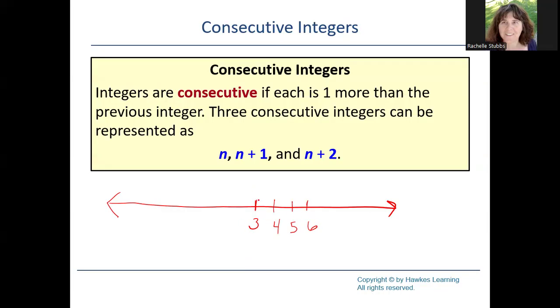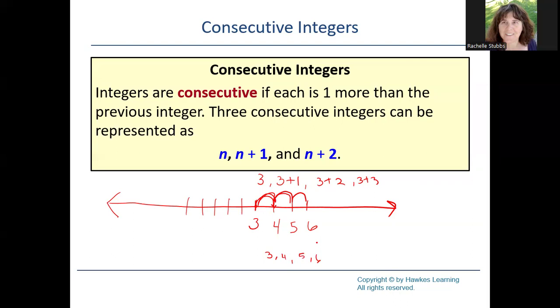So what if we don't know where we start, though, on the number line? Well, let's do it this way. Let's say we do know we start at 3. The next number is how many away? 1. So if we start at 3, then our next number is 3 plus 1. And if we start at 3 again, the next number after that is 3 plus 2. And then the next number after that would be 3 plus 3. Well, that's just really 3, 4, 5, 6, and those are the consecutive numbers.